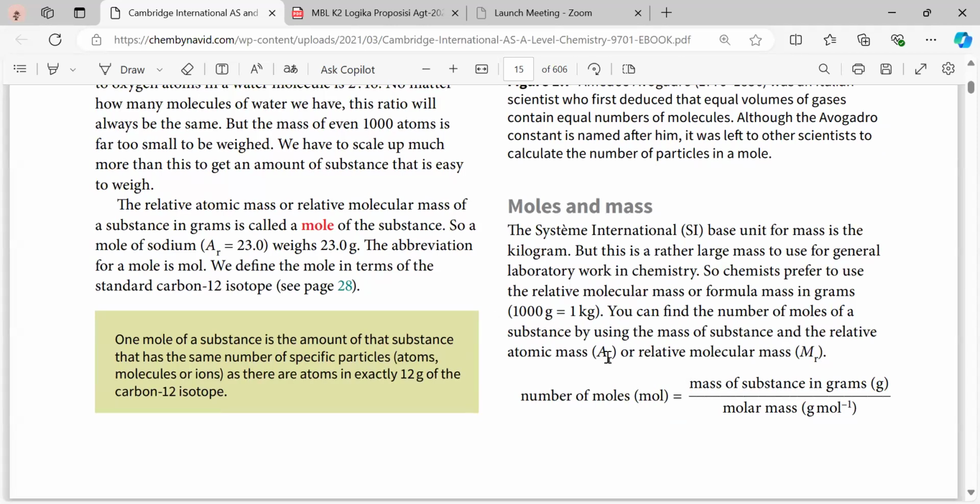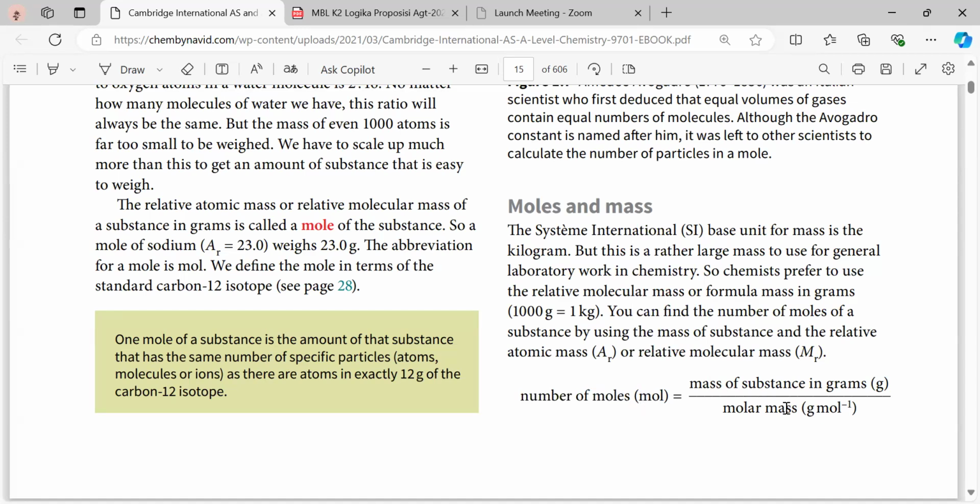You can find the number of moles of a substance by using the mass of the substance and the relative atomic mass, Ar, or Mr right here. When we're doing chemistry work involving moles, these two, Ar and Mr, will probably be involved in almost everything. So this is the formula. First of all, we have the number of moles, which is abbreviated to n. Sometimes they don't say number of moles, we just say mole.